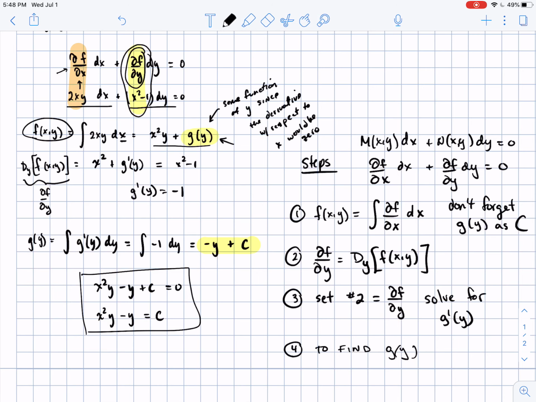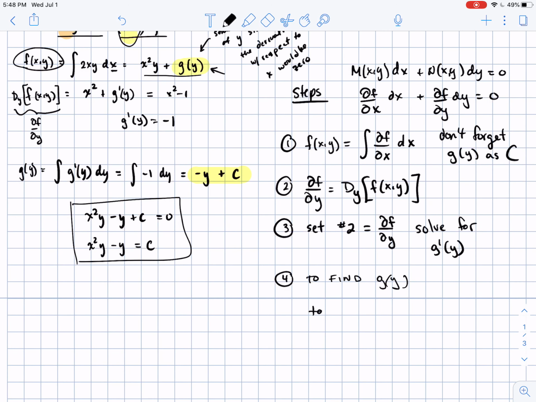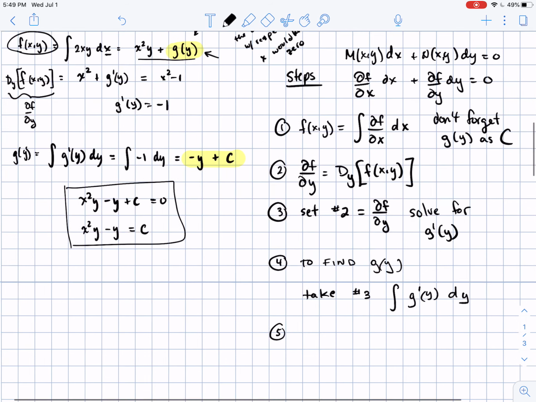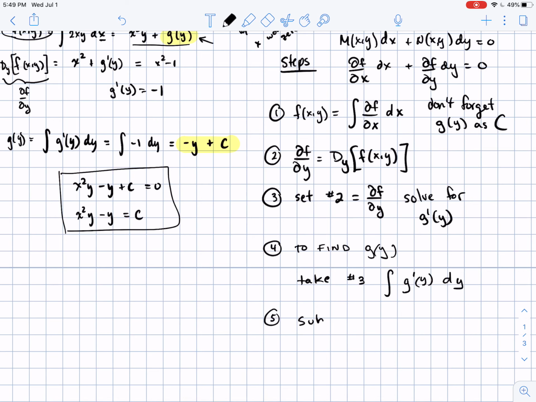You're going to take number 3 right here, so you're going to take the integral of g prime of y with respect to y, and then finally substitute number 4 into number 1 for g of y.